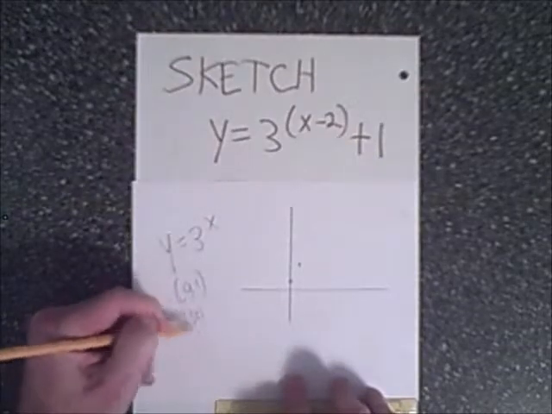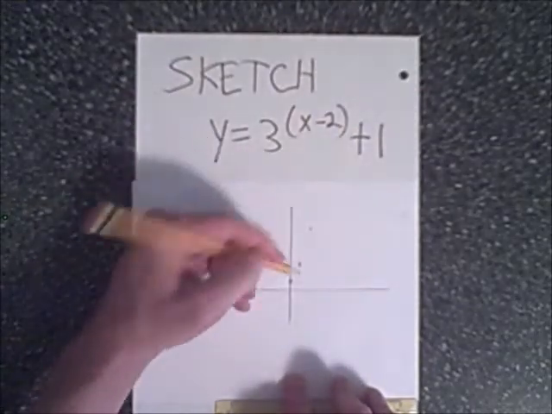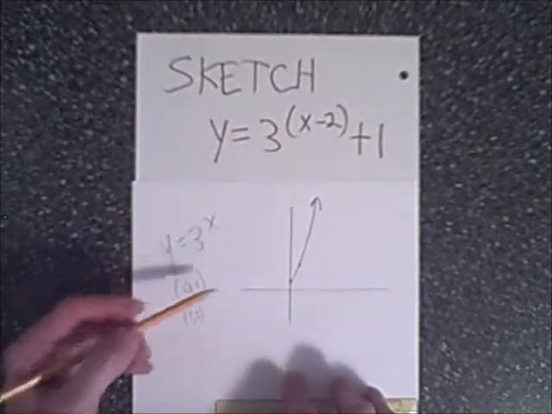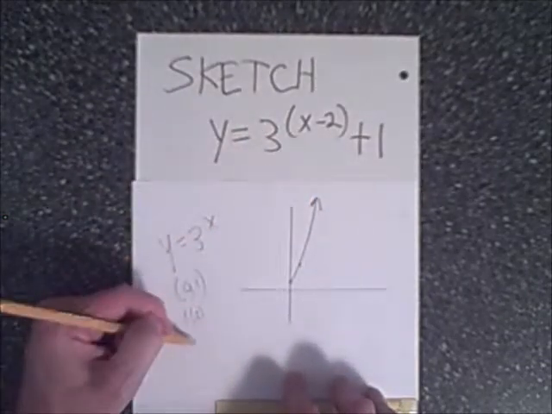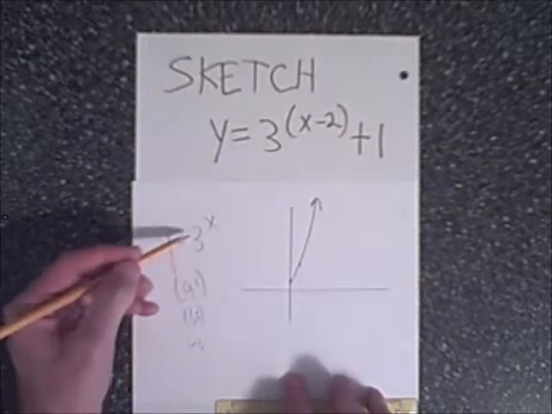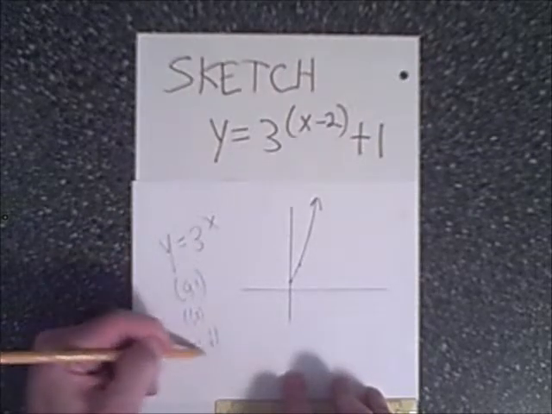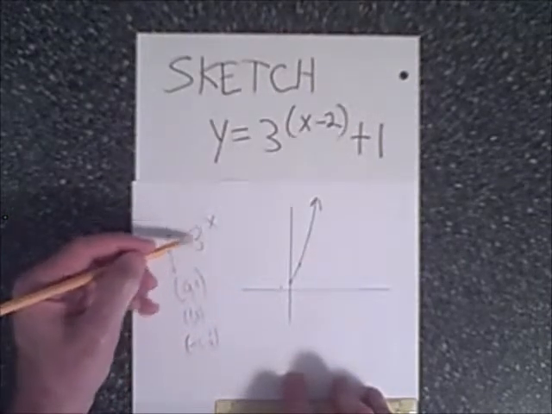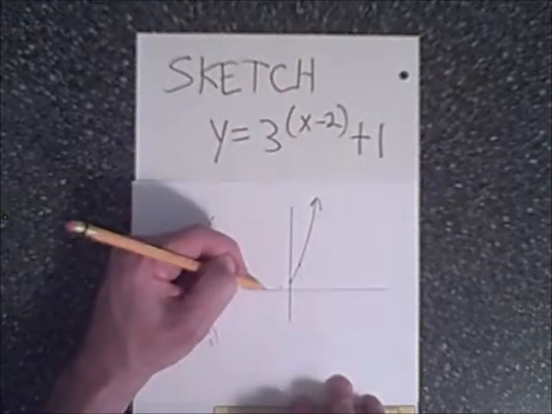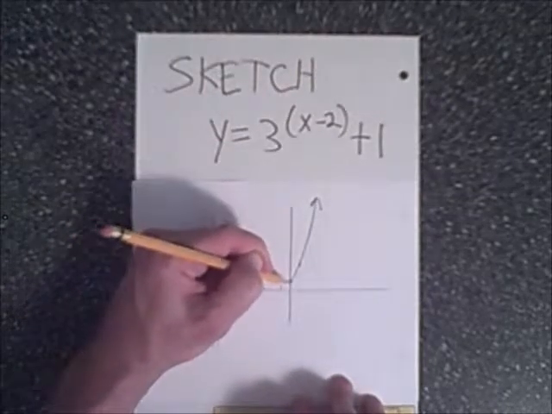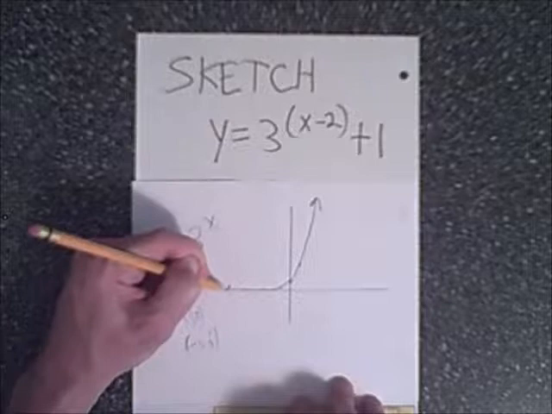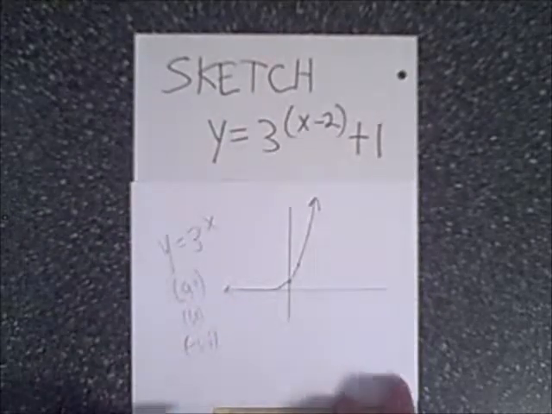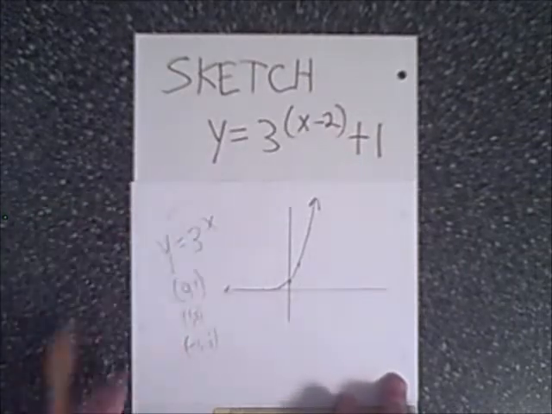So 1, 3. And if x equals 2, 9. And you can see it shoots up rather quickly, exponentially. Okay, and then of course the negatives, if we put in a negative 1, it would be the reciprocal of 3, which is 1/3. So this would be negative 1, 1/3. And then to the negative 2 would be positive 1/9, and you see how quickly it approaches the asymptote of the x-axis. So this is what y equals 3 to the x looks like.